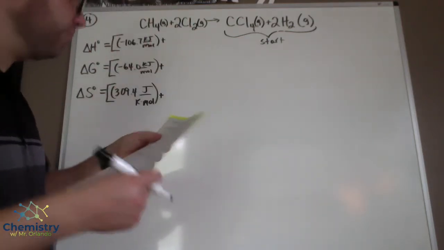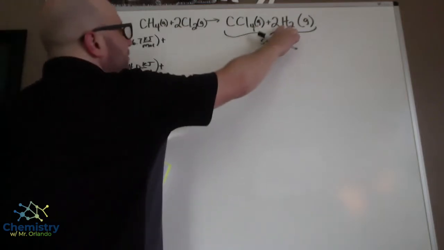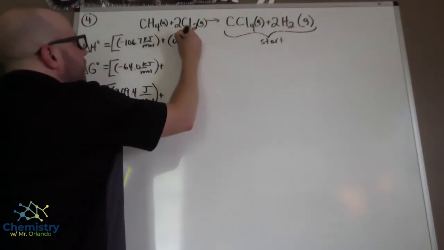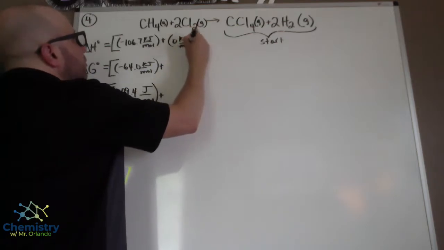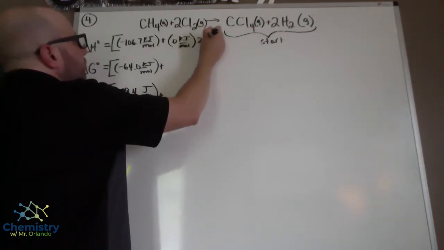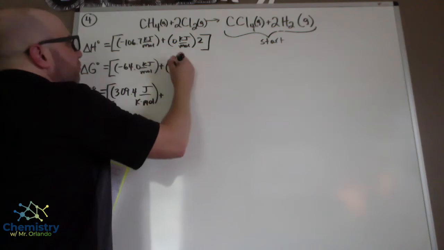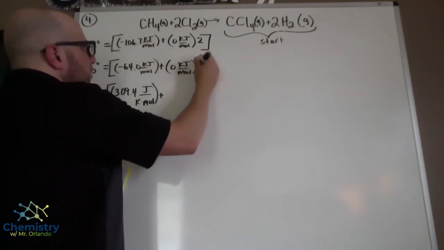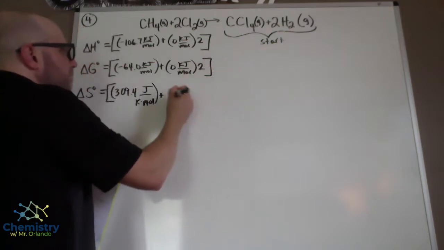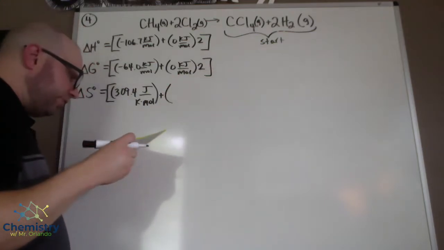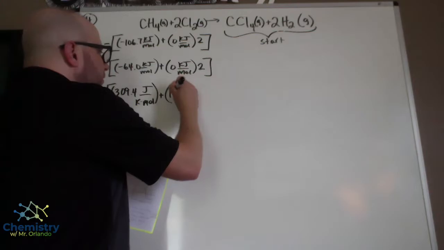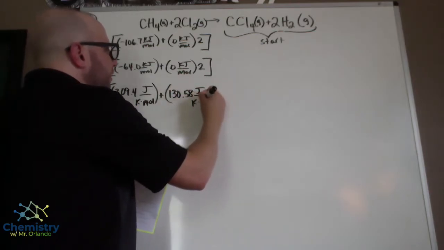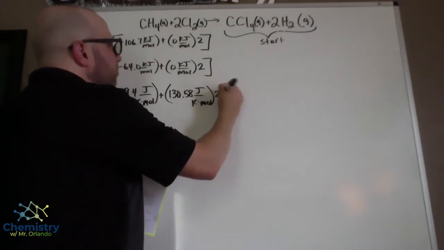So my values for hydrogen. Well, hydrogen is an element in its natural state. So the value for delta H is going to be 0, multiplied by 2, but it doesn't really matter. My value for delta G is going to be 0, multiplied by 2, but it doesn't matter. And my value for S is actually 130.58 joules per Kelvin mole. I'm going to have to multiply that by 2.